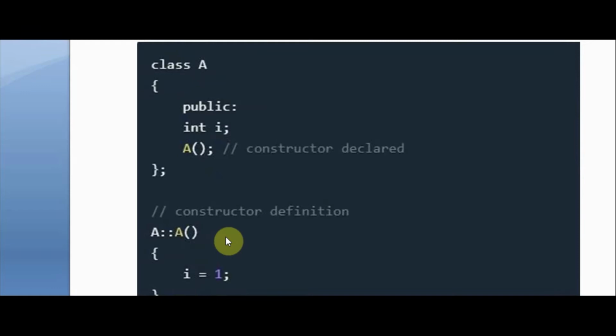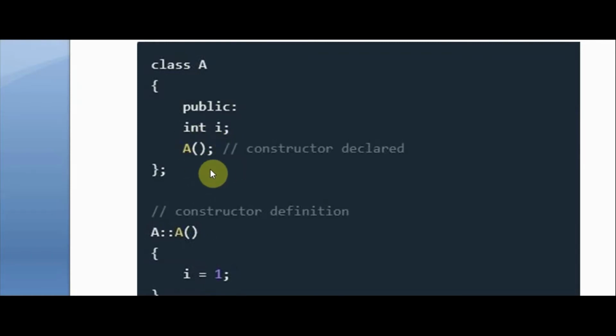While defining a constructor, you must remember that the name of the constructor will be the same as the name of the class, and the constructor will never have a return type. As you can see, there is no return type for this function, because it is a constructor. The constructor can be defined either inside the class definition or outside the class definition using the class name and the scope resolution operator.